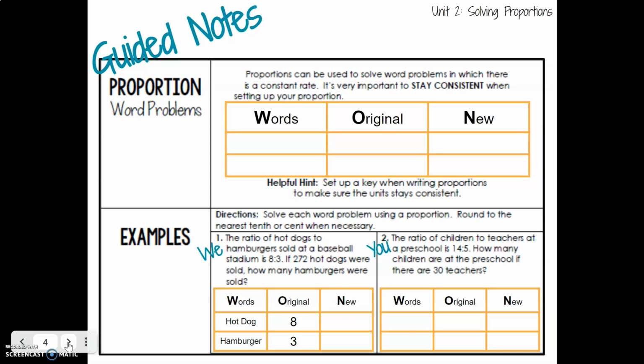Now what they're asking us is, what if 207 hot dogs were sold? So I'm going to put my 207 on that hot dog line. I have no idea what my hamburgers are, so I'm going to put an X. That's a variable. A variable means I don't know what that is. Instead of putting a question mark, we're putting an X. Now, to solve this, all I need is an equal sign between the 8 over 3 and 207 over X. And that will show you the proportion.